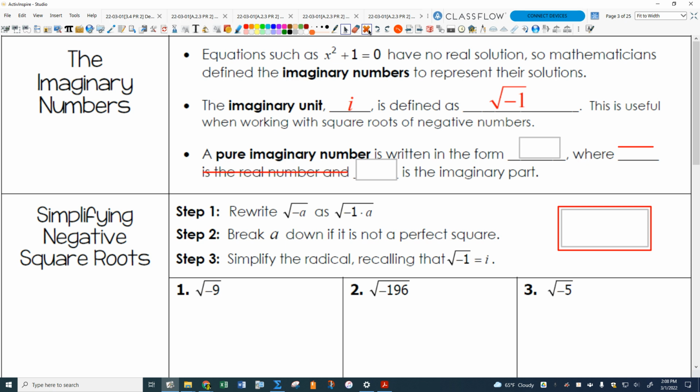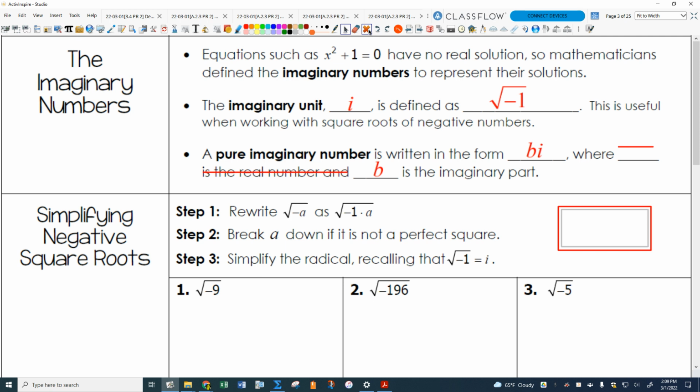A pure imaginary number is written in the form b times i, where b is the imaginary part. Now, the way they've got the notes, I had to change this. So if you look at the published version of the answers to the notes for today, they're going to be incorrect. The notes are not written correctly. This textbook doesn't quite do it right. But i is the imaginary unit, and b is a real number, okay?